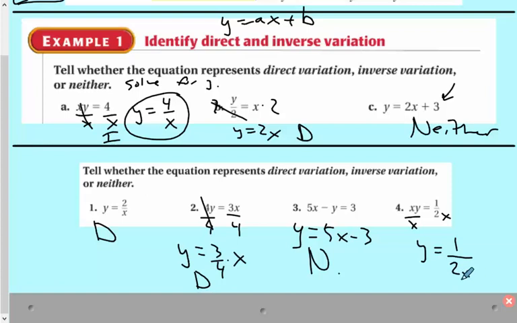So let's take a look at that one actually. How could I rewrite this? I could write it as 1/2 times 1 over x. So yeah, that would be inverse. That one's an interesting one. It looks weird.